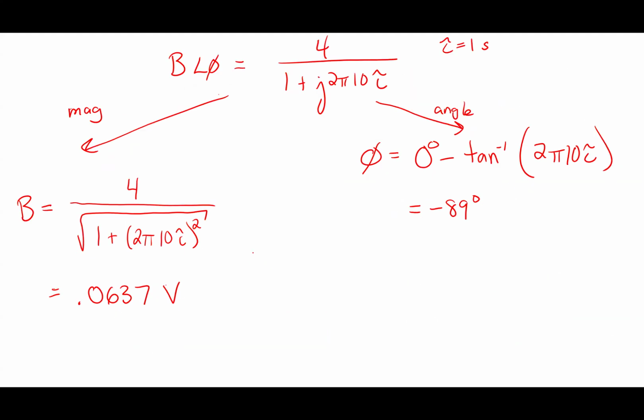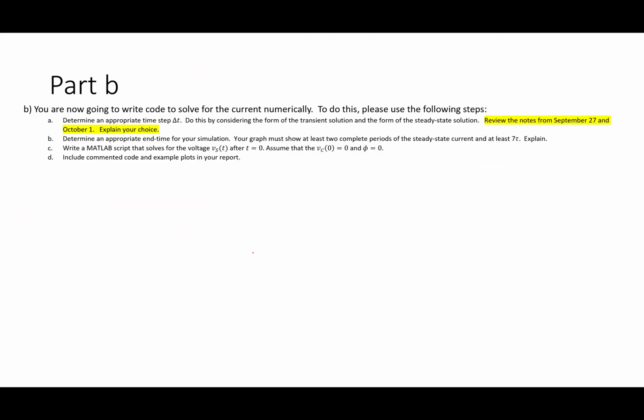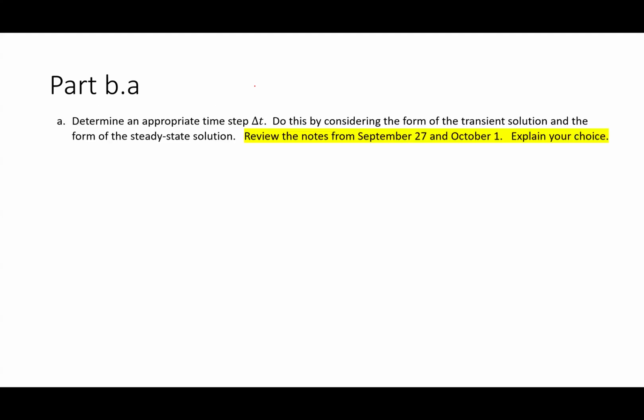All right, so part B here says now we're going to write the code to solve for the current numerically. Okay, so I said copy and paste, so V sub C numerically. To do this, please use the following steps. Determine an appropriate time step delta T. Do this by considering the form of the transient solution and the form of the steady state solution. All right, so we did that already.